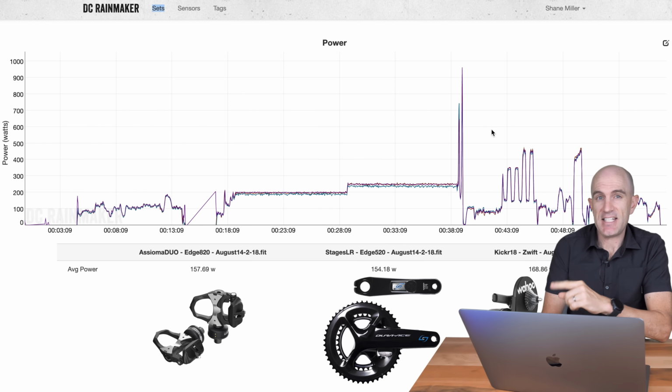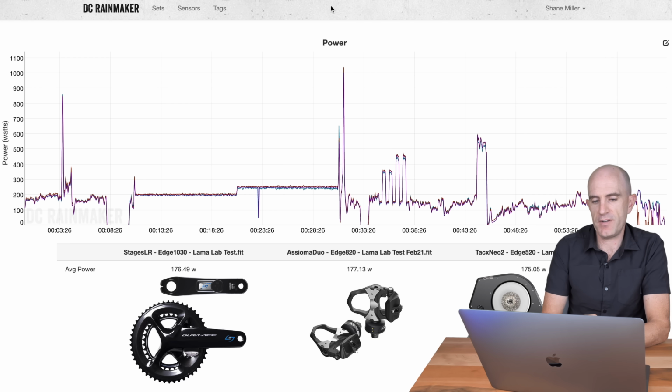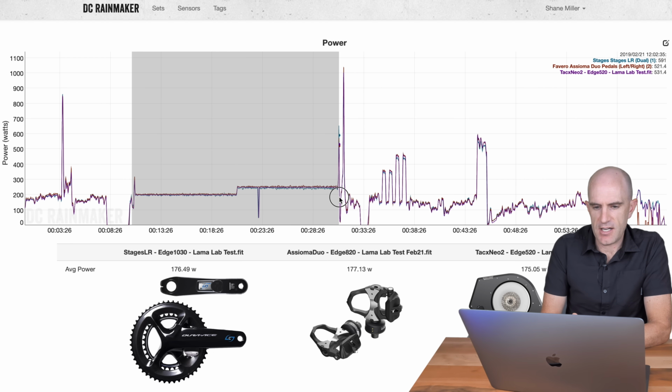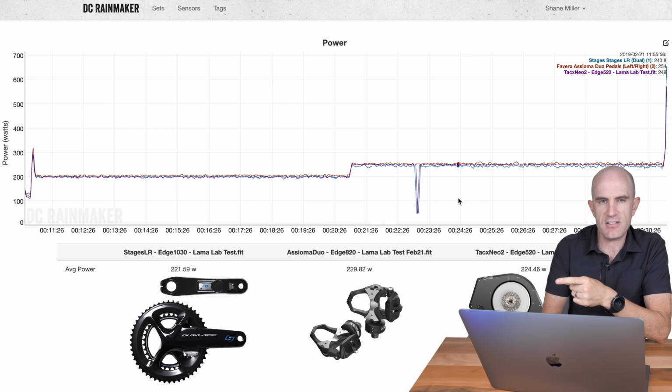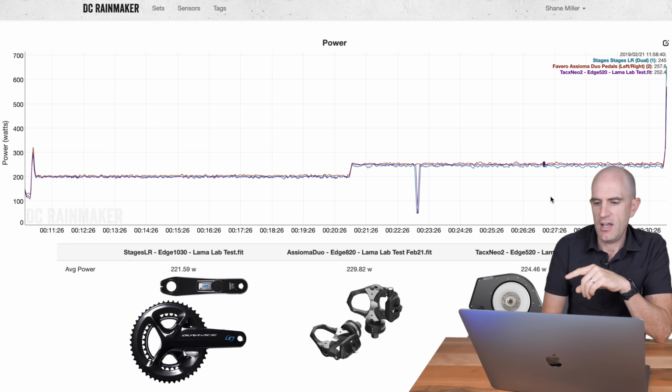So that was the Kicker 18 a few months back. Now over to the Neo 2 with the new firmware 1.5.0. There is a dropout there, ignore that for now. But diving into the data a little closer, it's closer, but we still see the Stages dropping down a little bit. So Stages left, right, Assioma Duos, Neo 2, and there's the blue line there, which is the Stages, which is just a little bit lower in steady state.